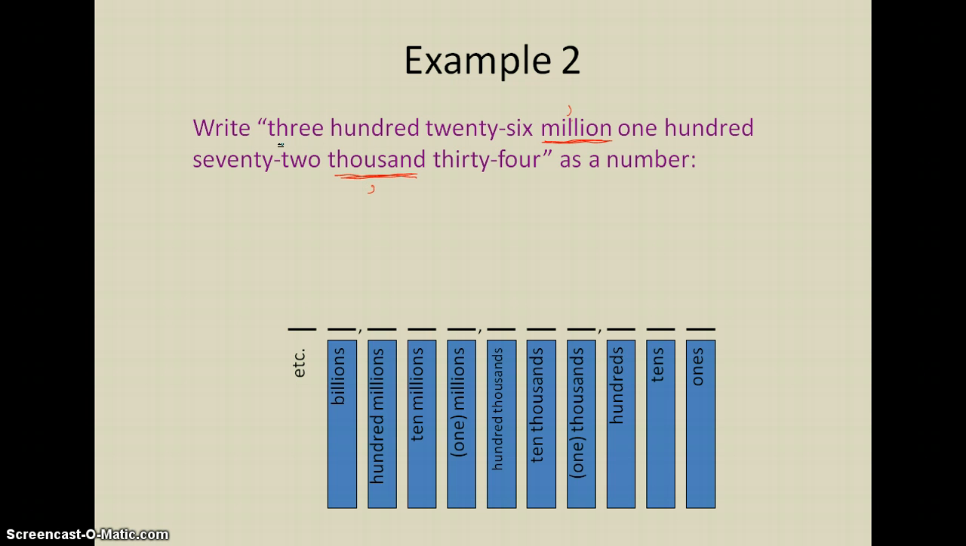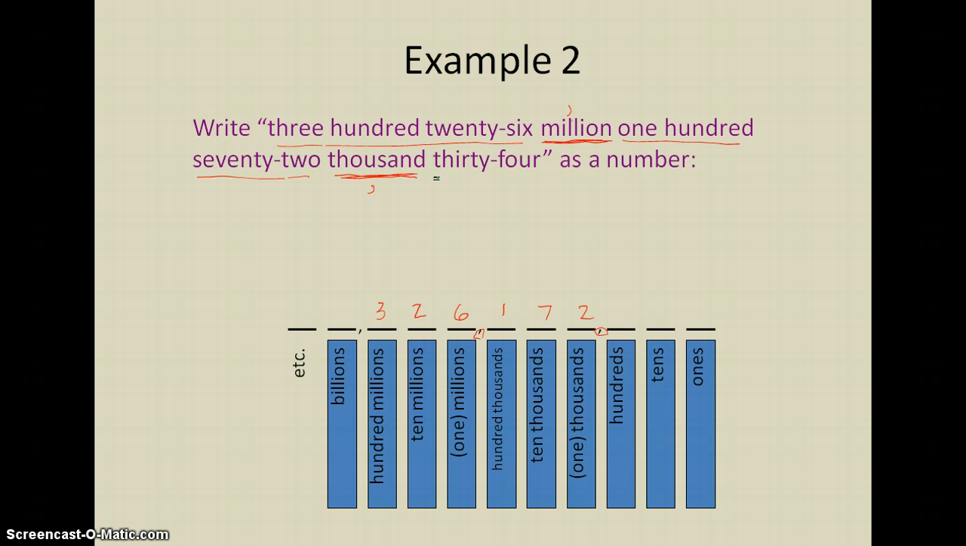So what I have before the millions group is 326. So I'm going to go over here to my millions on the place value chart, and I'm going to fill in 326. Okay, there's my comma, matches the comma that's here on the place value chart. Next thing that I've got after the million is 172,000. So this is going to go into the thousands section, and I'm going to write in the number 172. Okay, and I know that there's going to be a comma after that. There's a comma on my chart.